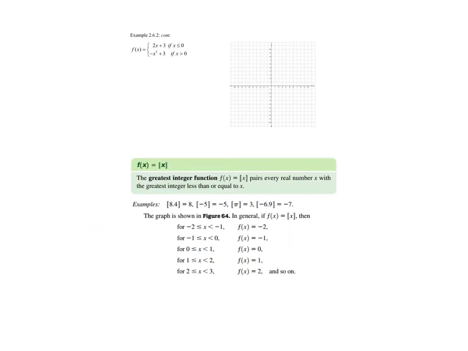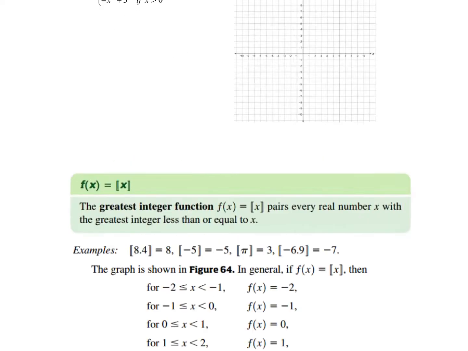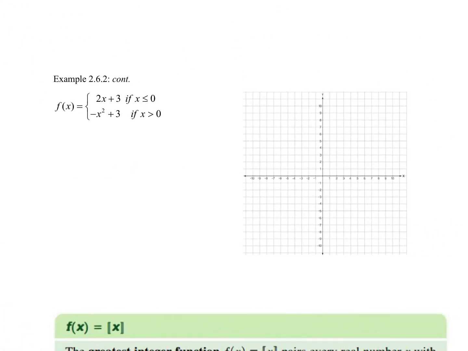Okay, let's graph one more of these piecewise functions. Now, this time we've got two sections of our domain, and one side, interestingly enough, is a quadratic. And it's going to change how the graph looks. The other one is linear. So part of this will be a straight line and part of it will be a parabola.